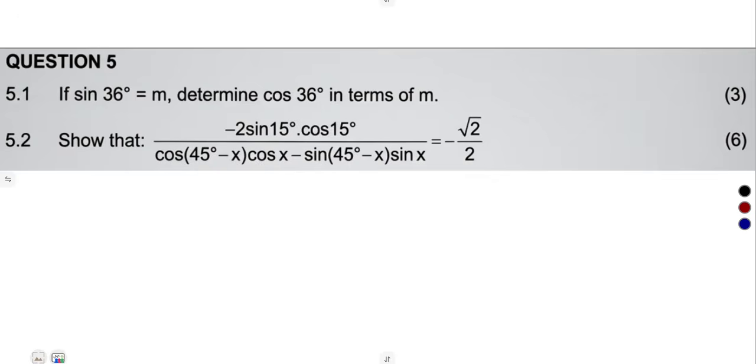We're going to check our question number 5. If we consider this part, we are given 5.1. There we are given the sine of 36 degrees, which is equal to m. So determine cos 36 in terms of m. There are actually so many ways to answer this type of question, especially when you have a sine and a cos of the same value.